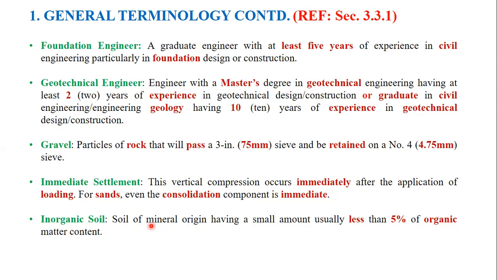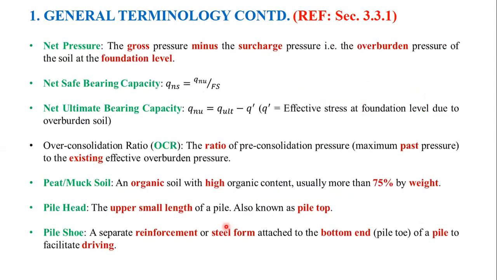Inorganic soil: soils of mineral origin having a small amount, usually less than 5%, of organic matter content, is known as inorganic soil. Net pressure: the gross pressure minus the surface pressure, the overburden pressure of the soil at the foundation level. That means surface pressure is known as the overburden pressure of the soil at the foundation level.